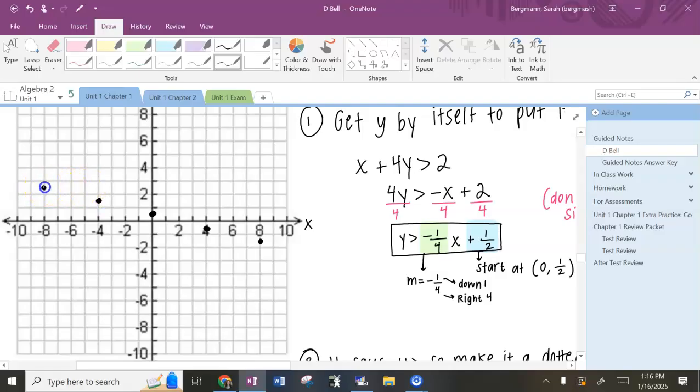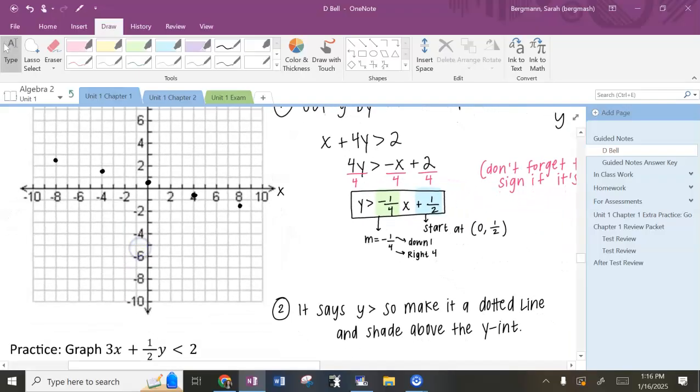So I should have 2 more points, one of them at negative 4, 1.5, and one of them at negative 8, 2.5. If I go any further, I'm going to go off the graph, so I'll stop there. Next, look at the inequality symbol. It says that y is greater than the equation, so I know I should make this a dotted line.